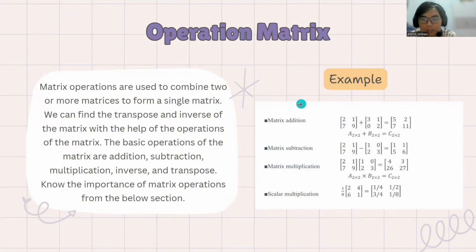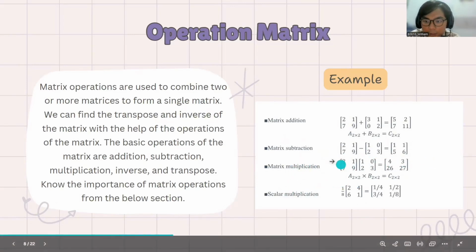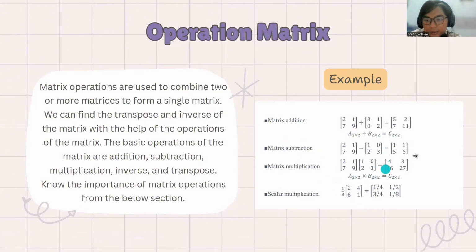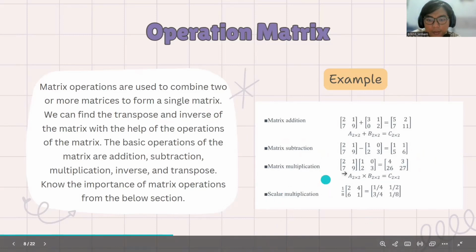This is an example of matrix addition and this is an example of matrix subtraction, this and this. And this is matrix multiplication, this matrix multiplied by this matrix, and here we are. And last is scalar multiplication with this.